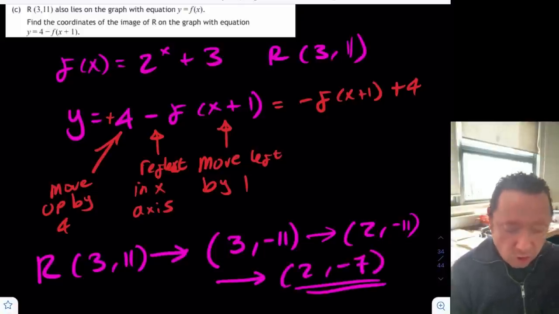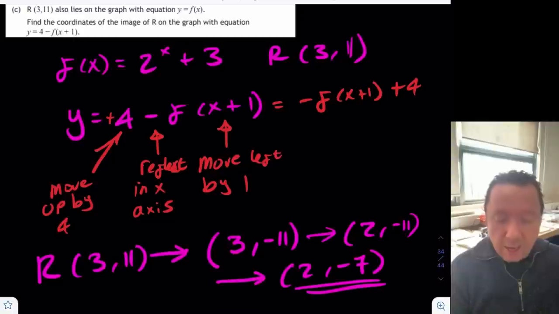Now, if you're really struggling with that, one way to do it is to go back to the original graph and actually draw it, reflect it, move it to the left, move it up, and note that point moving around.